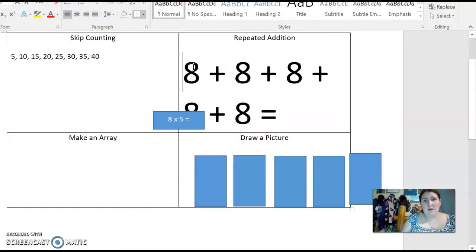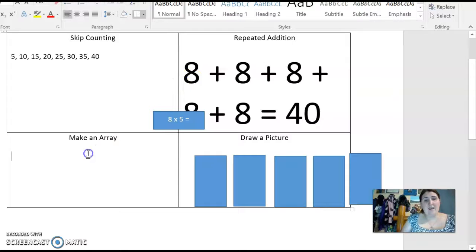So then I can do 1, 2, 3, 4, 5, 6, 7, 8, 9, 10, 11, 12, 13, 14, 15, 16, 17, 18, 19, 20, 21, 22, 23, 24, 25, 26, 27, 28, 29, 30, 31, 32, 33, 34, 35, 36, 37, 38, 39, 40, and I had to put pretend dots there because I know according to our touch math that there are 4 dots in each part of the 8.